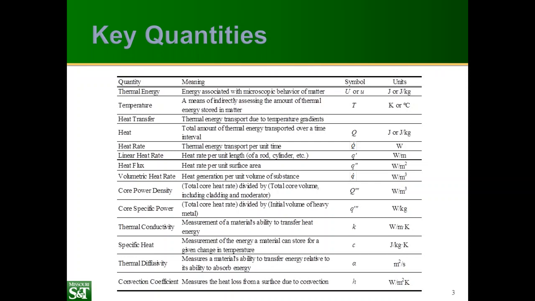Moving on from that, the thermal conductivity is a quantity that measures a material's ability to transfer heat. Higher thermal conductivity means that a material transfers heat through it more easily. The specific heat measures how much energy a material can store if you have a given change in temperature. So 1 degree Kelvin would produce a certain change in energy in the material. The thermal diffusivity is a combination of conductivity, specific heat, and density. It basically measures the ratio between a material's ability to transfer energy and its ability to absorb energy. And then the last one is the convection coefficient, which measures the heat loss from a surface due to convection.